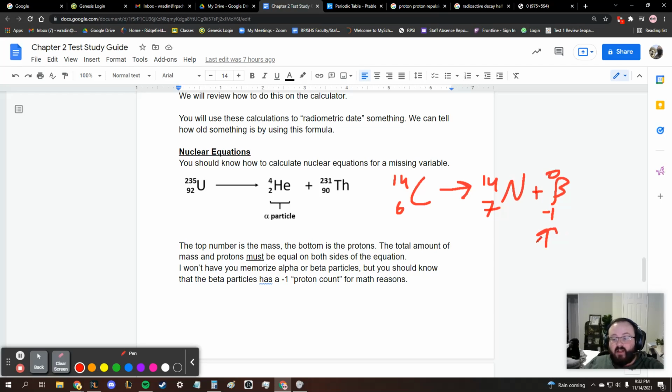So this -1 right here is really just making this math look good. If an electron doesn't have a -1 proton count, it doesn't make our math look good. 6 equals 7 plus -1. There's your math. Makes it nice and simple. 6 equals 6. Just wanted to say that.